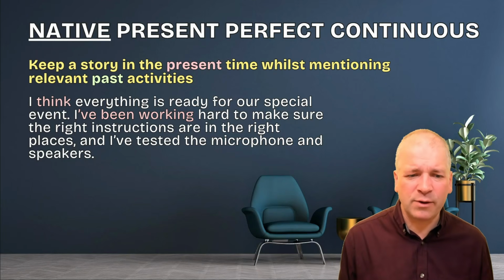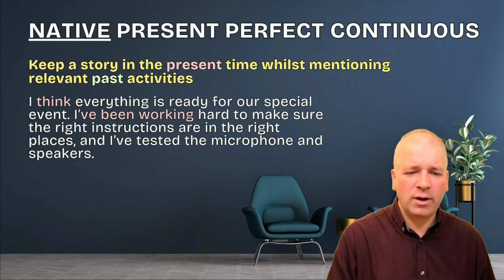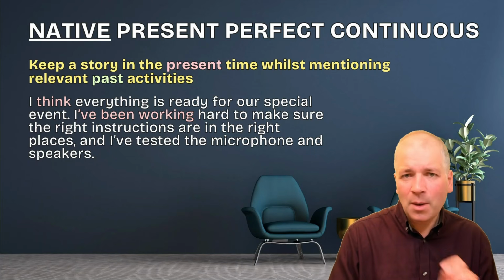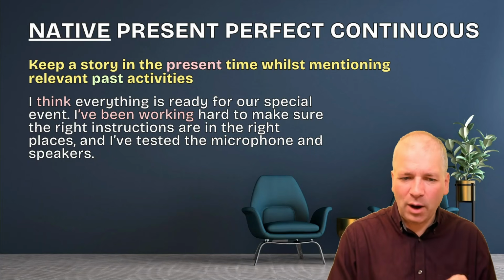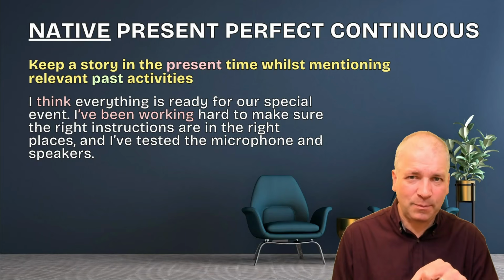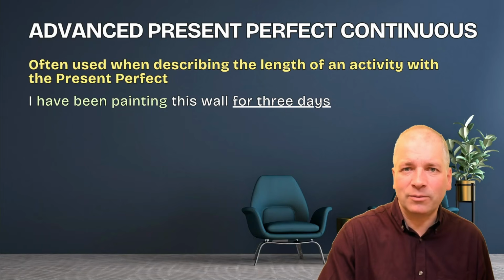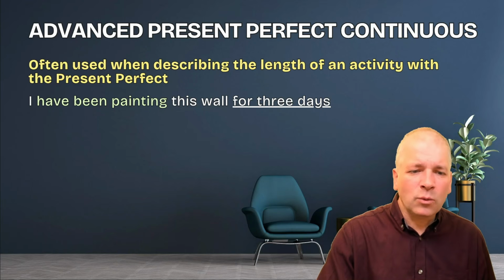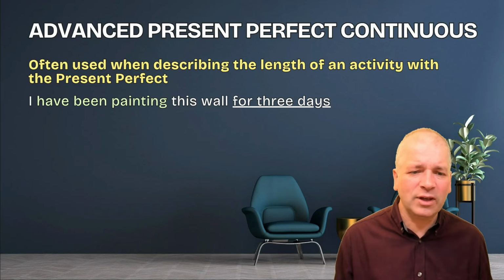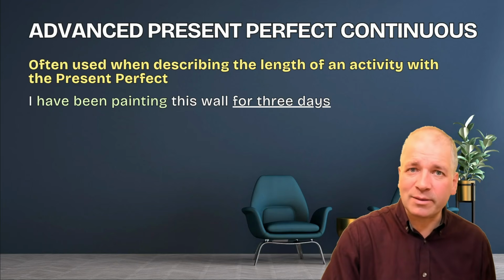I think everything is ready for our special event. I've been working hard to make sure the right instructions are in the right places. When did this work happen? Before now. But what's the time of the story? Now. I think everything is ready. So to bring in that past continuous aspect to a present story, use the present perfect continuous instead. And we can use the present perfect continuous when describing the length of an activity with the present perfect. I have been painting this wall for 3 days.